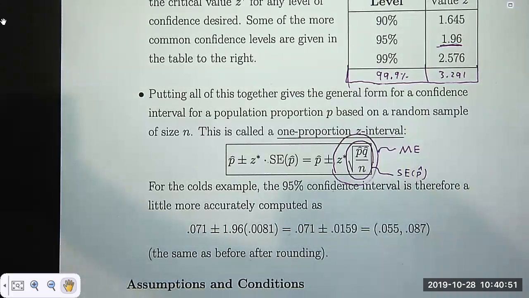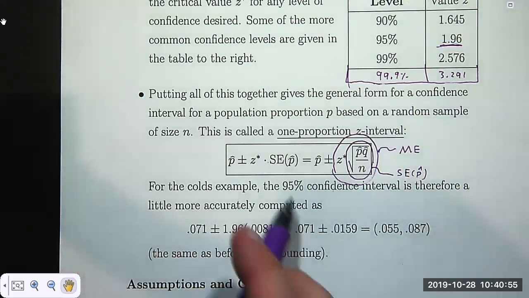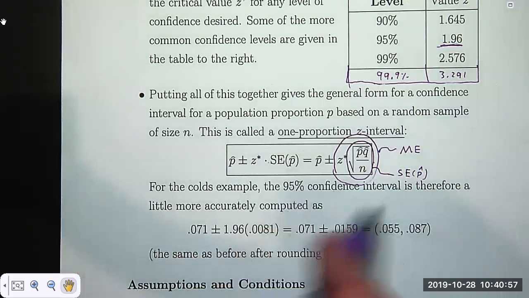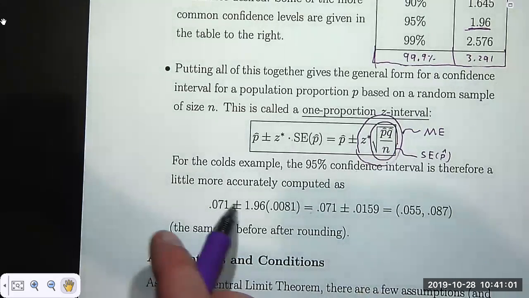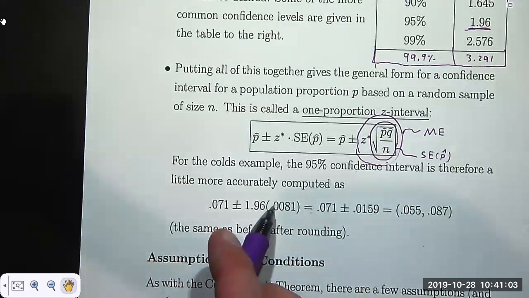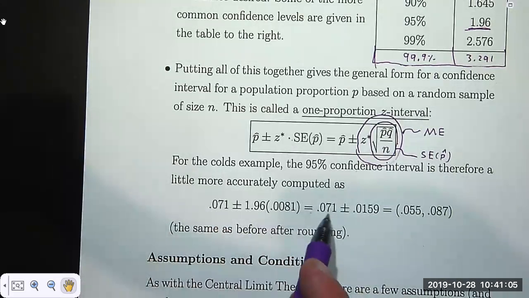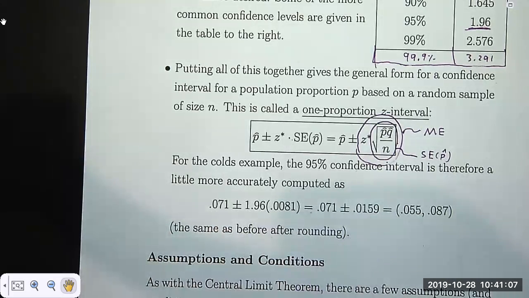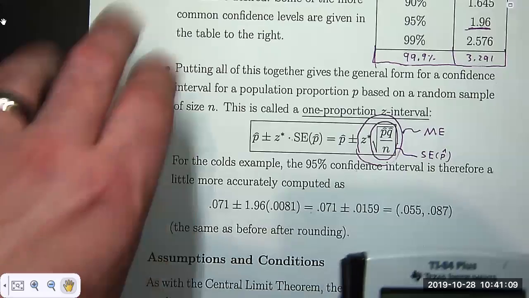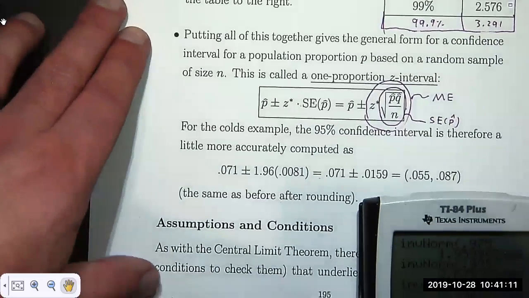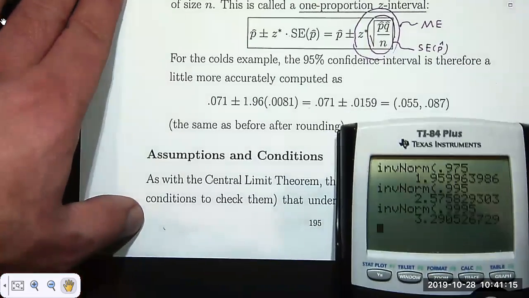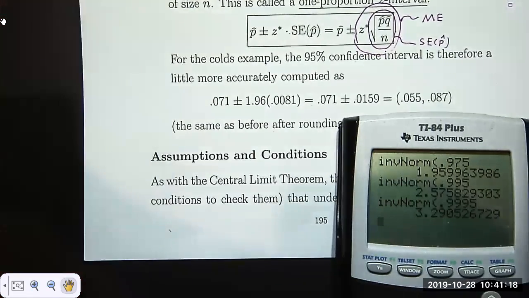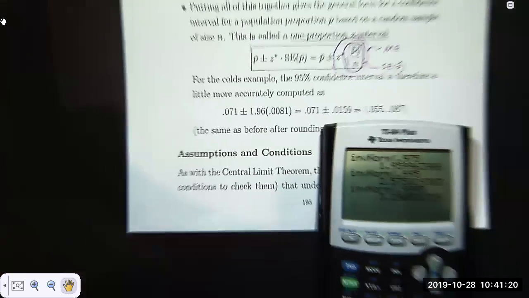All right, so let's look at this example here. For a 95% confidence interval, we would take the p hat plus or minus Z star times the standard error. So it'd be 0.071 plus or minus 0.059. And then, well, maybe I'll zoom out a little bit here.